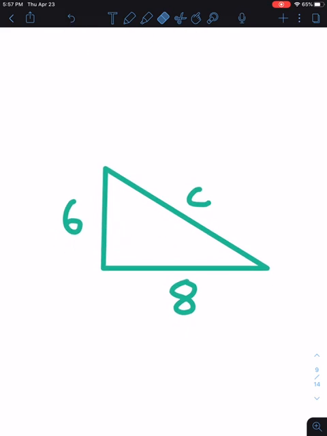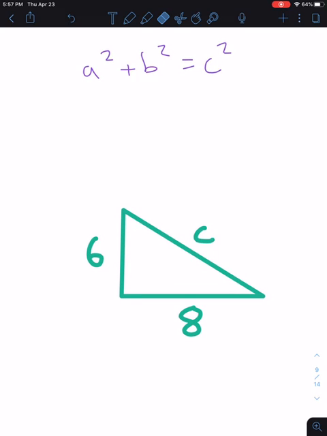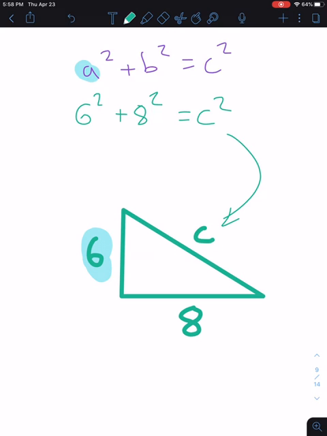So the Pythagorean theorem states, again, that a squared plus b squared equals c squared. So a being one of the legs and b being the other leg. So let's test this out. If we do this, we've got 6 squared plus 8 squared is equal to c squared, which is, again, this length squared. We don't know what it is, so we're not going to do anything with it.